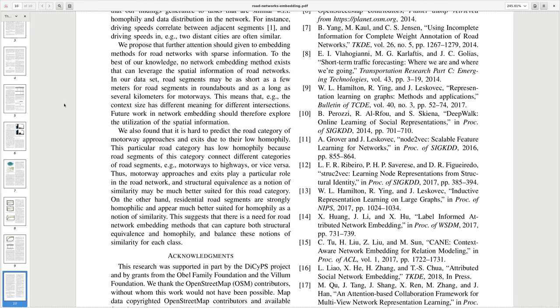On the other hand, residential road networks are strongly homophilic and appear much better suited for homophily as a notion of similarity. This suggests that there is a need for road network embedding methods that can capture both structural equivalence and homophily as a notion of similarity for each class.